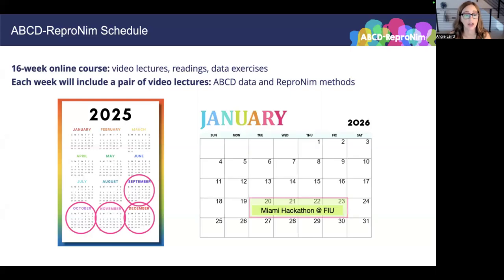Then, in January 20th to 23rd, we will be hosting a Miami hackathon at Florida International University, where we will be inviting you to come work with us and apply the skills and the knowledge you've learned on collaborative data analysis projects centered around ABCD data. Eligibility for travel awards to attend the hackathon will be based on your completion of the data exercises. That's why it is going to be important for you to work through the course materials by December. So again, while it is flexible, we do want you to roughly stay on track so that you can be eligible to apply for travel funds to the hackathon.